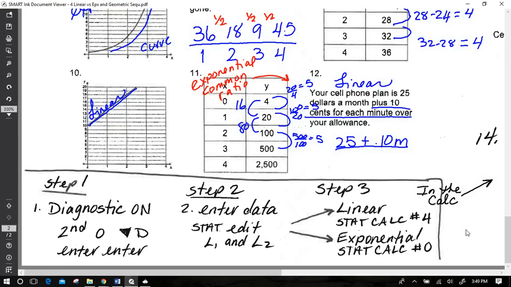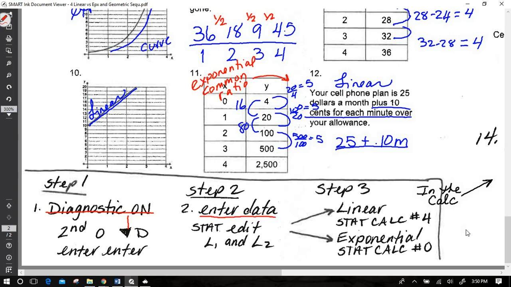All right, and now we are ready to finish up with our final example. I wanted to show you how to do all of this in our calculator. So at the bottom left-hand side of your paper, I wrote these notes as well. I just wanted to remind you, back from our linear functions unit, our first step was to turn on the diagnostic. How we do that is we do second 0, down to the D's, we find diagnostic on, and we hit enter twice. Our second step is to enter our data.